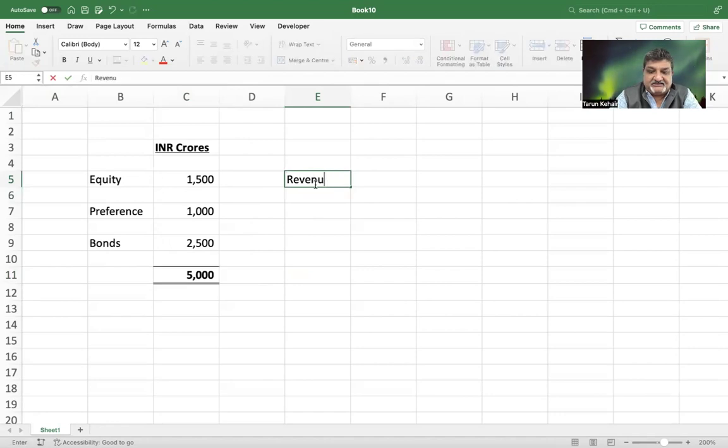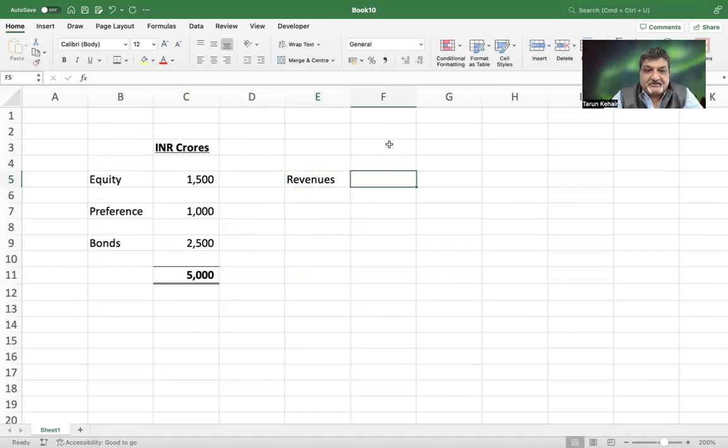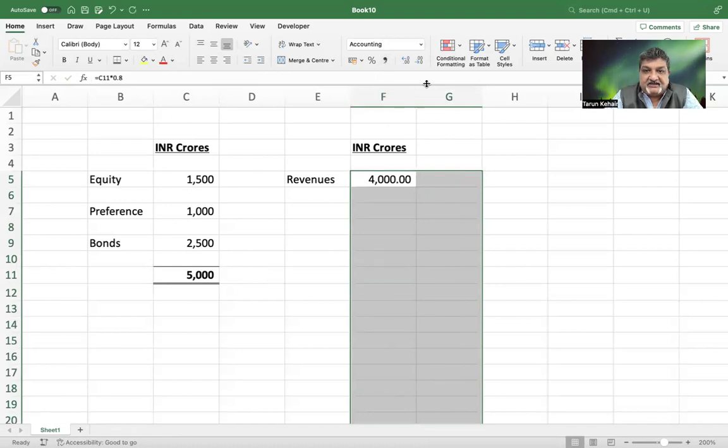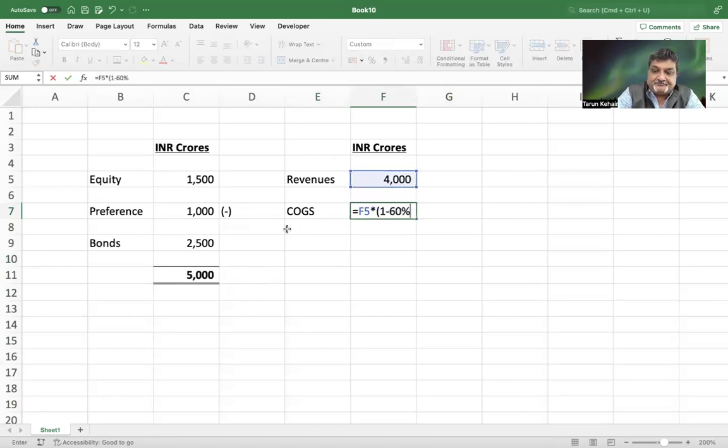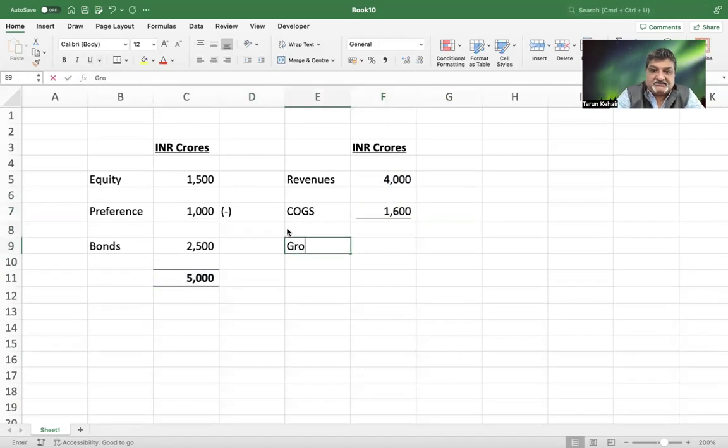Assuming that the company is able to generate revenues with a 0.8 asset turnover ratio or capital employed to turnover ratio, it would mean that the company has generated revenues of 4,000 crores. Let's say that they are able to earn a margin of 60%. So which means that the COGS is 40%. And here we arrive at the gross profits, which is 2,400 crores.